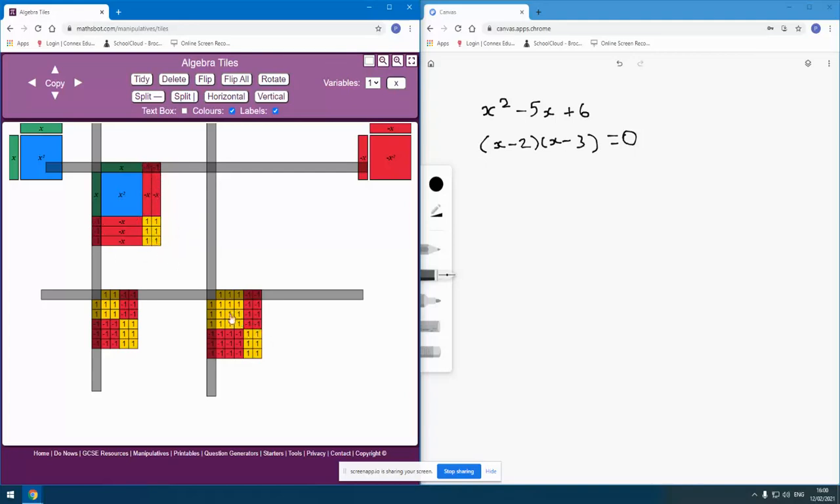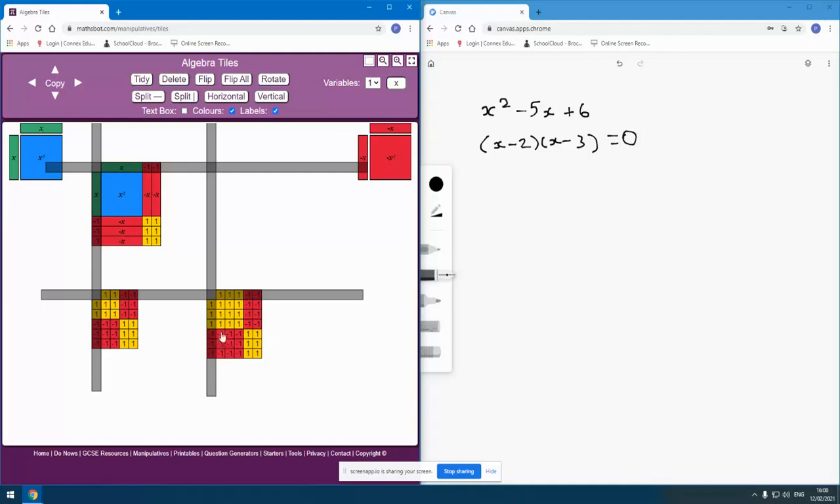So I can see again that this time it's not horizontally that I get my 0 pairs, it's vertically that I get my 0 pairs. I get my 9 here, 0 pairing with my 9 there. I get my negative 6 here, 0 pairing with my 6 here. And that will still create that value of 0 altogether.